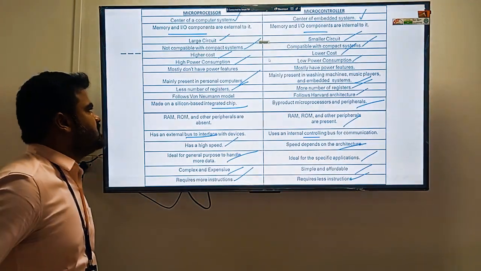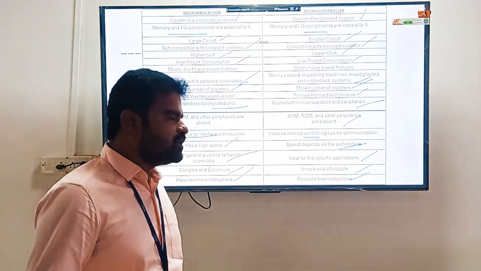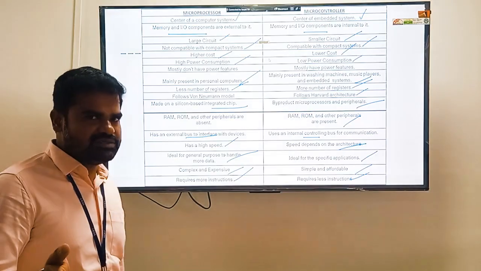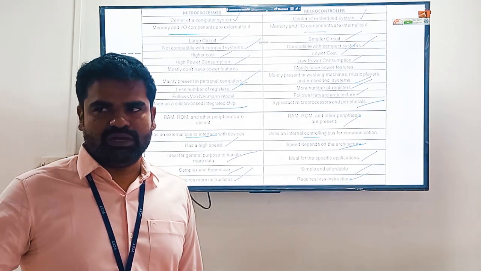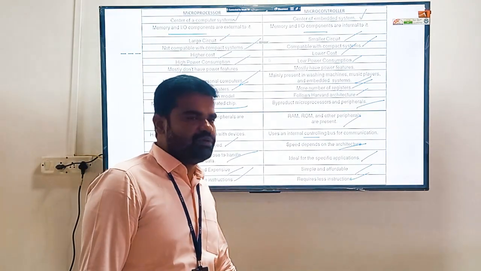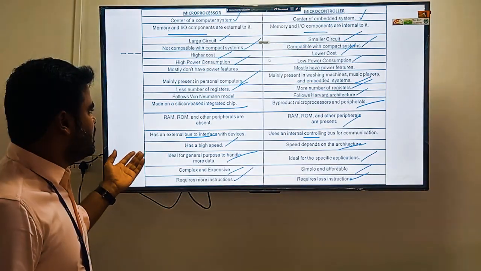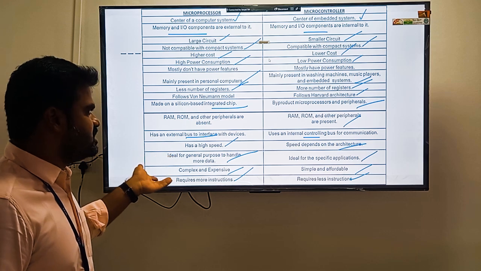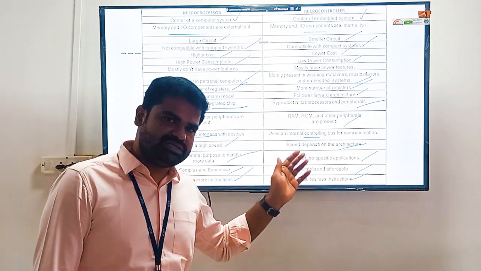And then it follows a von Neumann model, while the microcontroller follows a Harvard architecture. The microcontroller is a byproduct of the microprocessor and peripherals. So the microcontroller is a byproduct of the microprocessor only, and it is a silicon-based integrated chip. In a microprocessor, RAM, ROM and other peripherals are absent, but here RAM and ROM are inbuilt in the microcontroller itself.